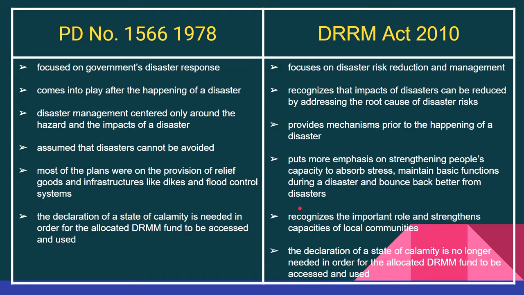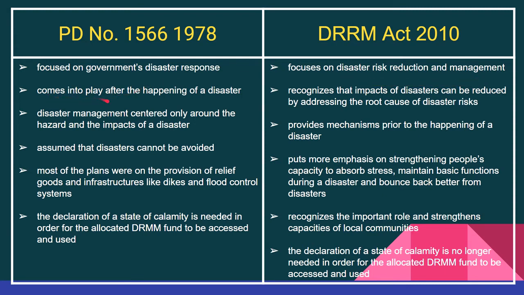So this table shows us the difference between Presidential Decree 1566 and the DRRM Act of 2010. The Presidential Decree 1566 from 1978 mostly focused on disaster response. We've mentioned that a while ago, that these are the responses or actions taken after the disaster. On the other hand, the DRRM Act focuses on disaster risk reduction. So this includes mitigation and adaptation strategies to lessen vulnerability and increase resilience.